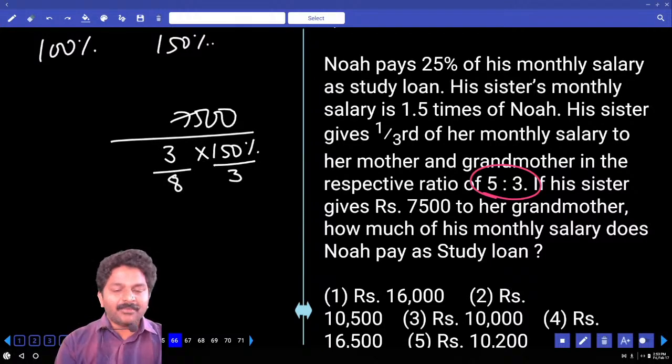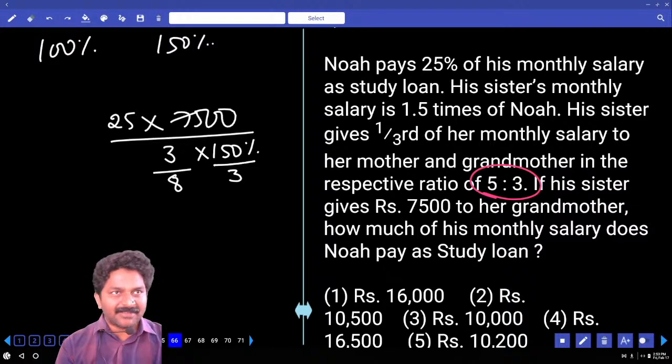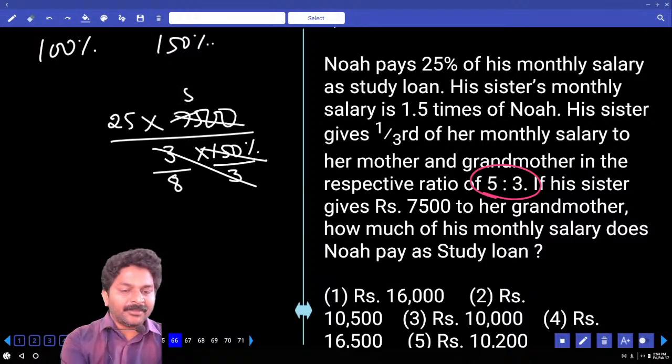Now we want to calculate 25%, that is 25 into 1% value. Understood? Gets cancelled. 150, 5 times and 0. Denominator goes to numerator. 8 into 25, 200 into 50, 10,000.